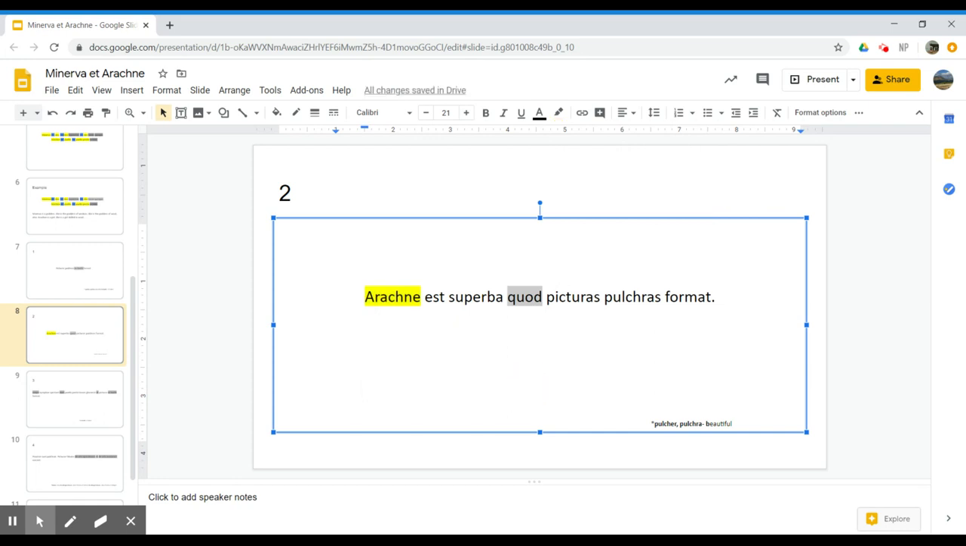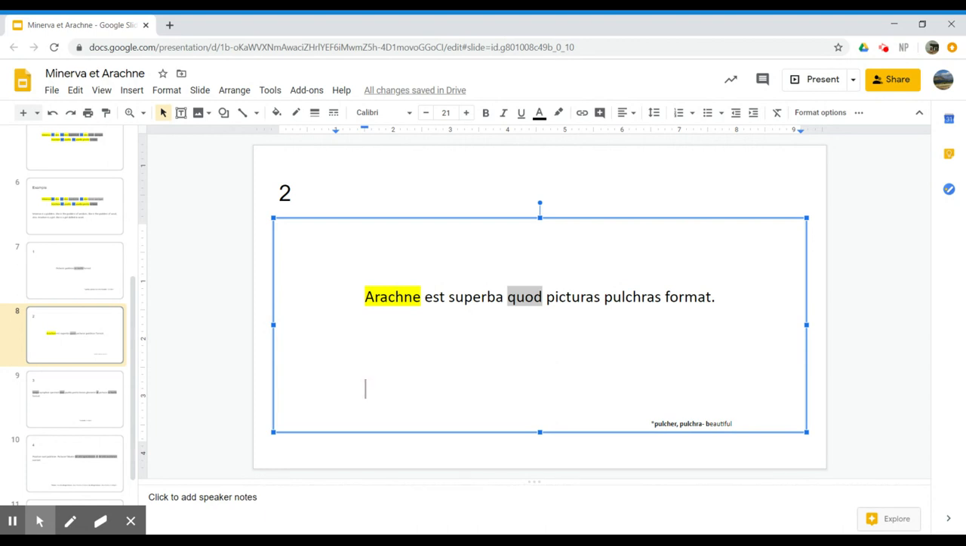Est, from our first slide, that's a verb. We could make that blue. Superba, that's going to be yellow for subjects also. Picturas, pulchras. Well, that looks like the very last slide, right? Those are direct objects because they end in AS. And then your last word here, format. If you are trying to get that extra credit, well, that's a verb. That one's blue, same as the slide before. All right, Arachne est superba quod picturas pulchras format.